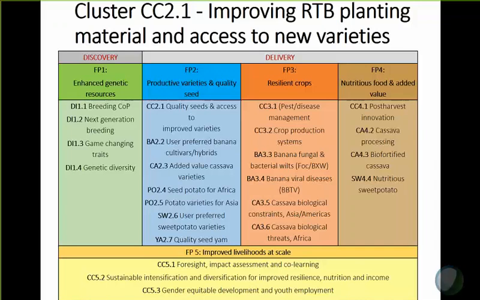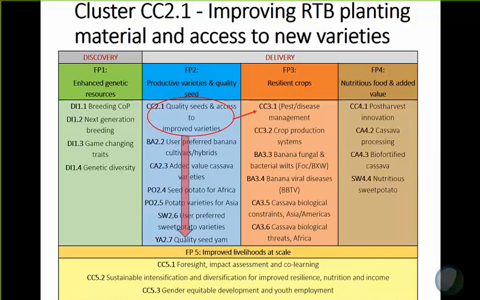Okay, so as I was saying before, we are in the CGIAR research program on root, tubers and banana. This is RTB. We have 5 flagship programs. We are located in flagship 2, which is productive varieties and quality seeds. We are a cluster on quality seeds and access to improved varieties. This is what we call the cross-crop cluster. We are developing tools and methodologies to help other clusters to improve their outcomes and impacts. So we have a lot of connections with crop-specific clusters in flagship 2. The idea is that we develop the tools with the users, and they use these tools, for example, this framework, to improve their interventions.